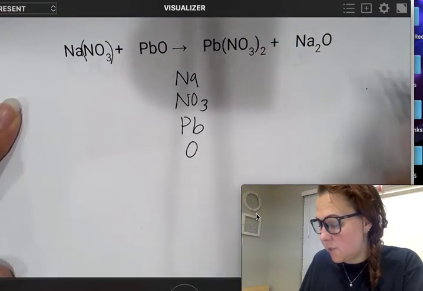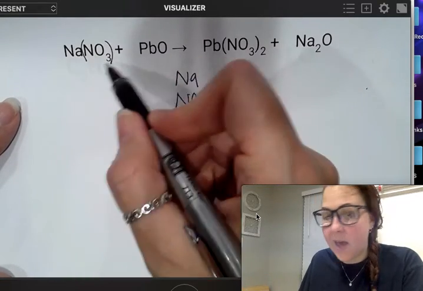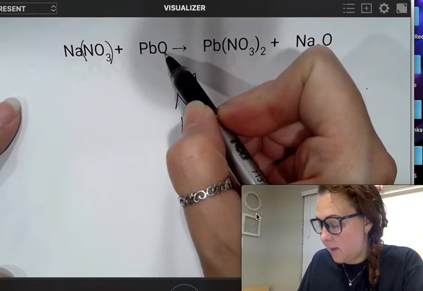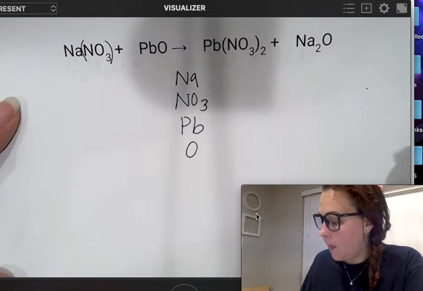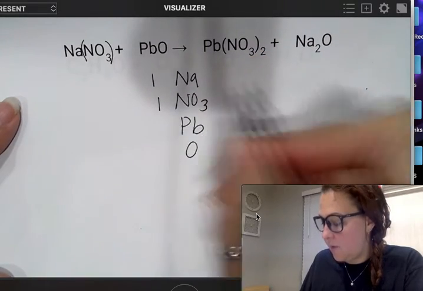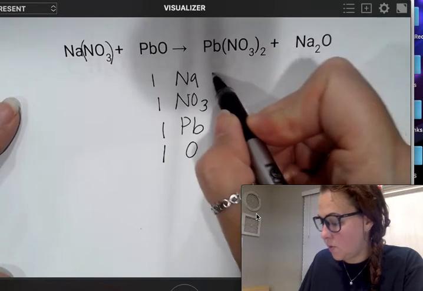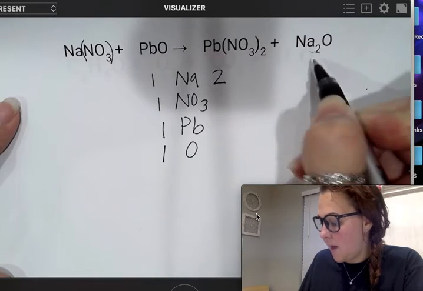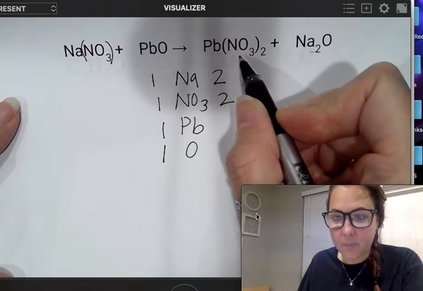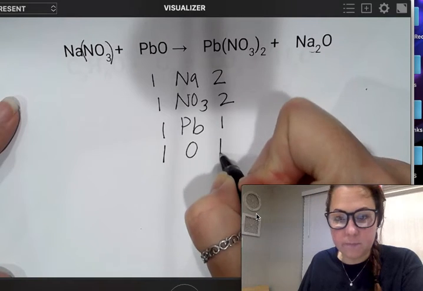Now this oxygen is different than this over here because this oxygen is a part of the NO3. So I'm not going to count that in with that. I'm going to keep it separate. So I have 1 sodium, 1 nitrate, 1 lead, 1 oxygen. On this side I have 2 sodium, there's 2 right there, I have 2 nitrate, because there's a 2 outside my parentheses. I have 1 lead, and I have 1 oxygen.